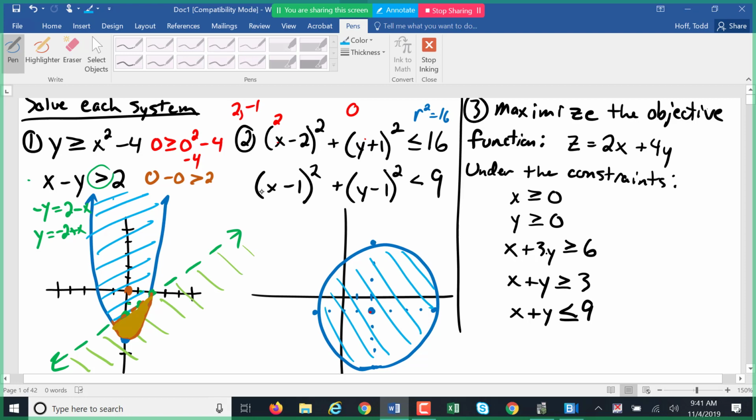The second one, x minus 1, means the center is at positive 1. y minus 1 is also positive 1. So right there is our center at 1, 1. r squared equals 9, which tells us that the radius is 3. So we go 1, 2, 3 in each direction. That is strictly less than, so that's a dashed line.